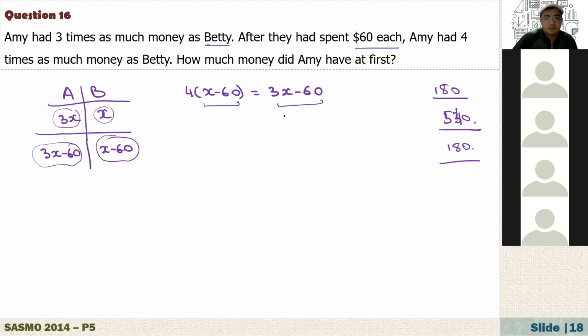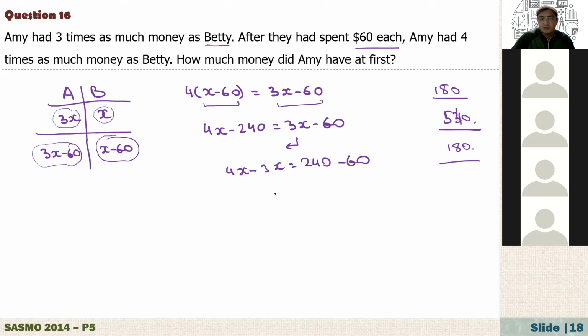So how much money did Amy have at first? We need to solve this equation, right? 4X minus 240 is equal to 3X minus 60. Take this 3X to the left, it will be 4X minus 3X. Take 240 to the right, it is 240 minus 60. So here we have X equals 180. That is our first step. And the question asks how much did Amy have at first, right? Amy had 3X dollars at first. So Amy had 3 times X, X is 180.